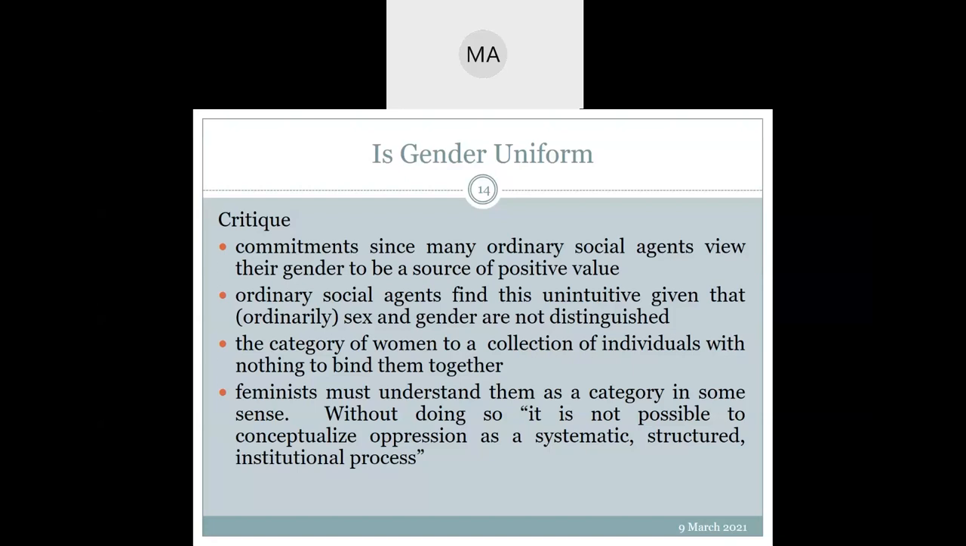The other critique concerns the category of women, an individually collected network brought together. Once they meet, they can talk about gender issues, but when they go back, no one follows up to have the issue implemented or practically shown in that specific community. As I've said, feminists must understand them in some sense. It is not possible to conceptualize oppression as a system structure in the institution process.